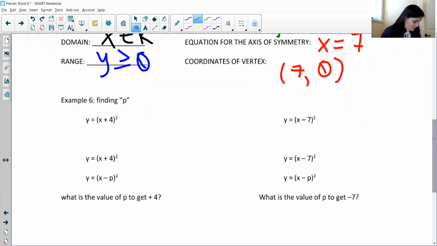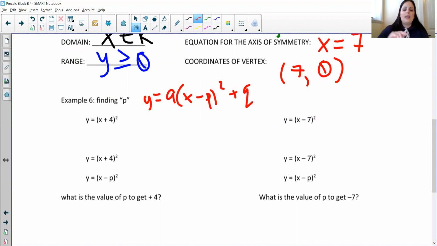Okay, so the last thing I want to do is talk about finding p. So we're using what's called vertex form, which is y equals a(x minus p) squared plus q. So this is the idea that when we added 4 to x, it didn't move 4 units in the positive direction, it moved 4 units in the negative direction. All right, so what I want you to think about is if you were to write this like this, well, it actually moved -4.